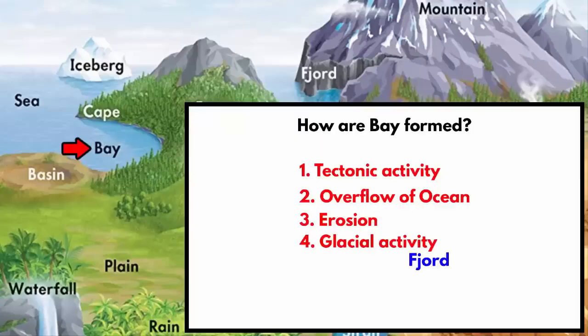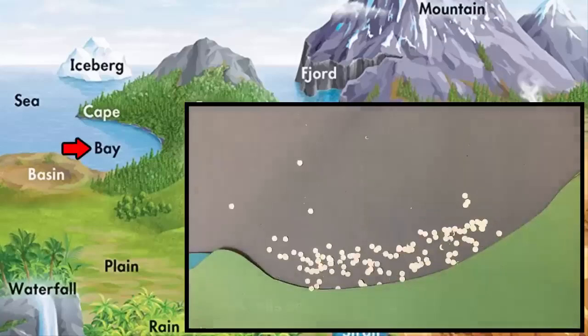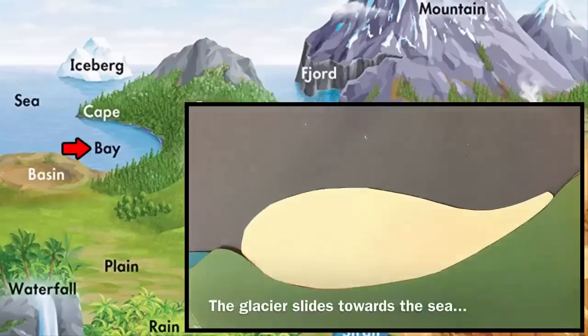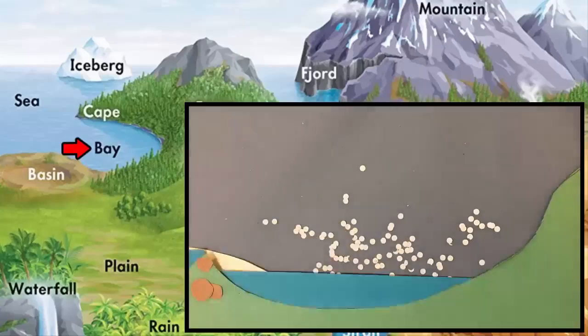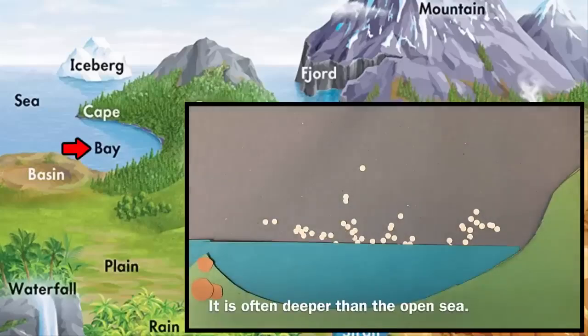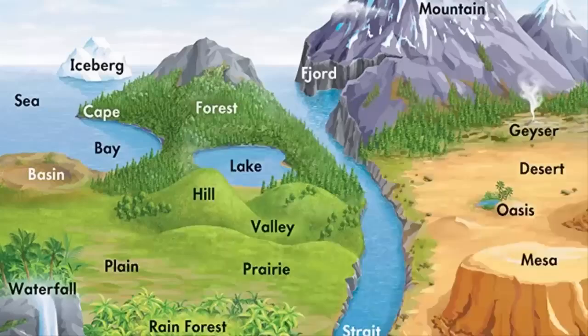I want you to recollect fjords. If you remember, they are formed by slow movement of glaciers. A glacier slices through the bedrock of an area, leaving a long steep canyon which gets filled up with seawater. So even a fjord is a bay.